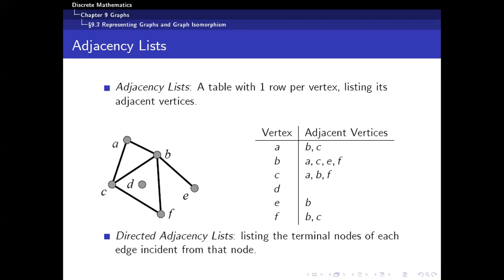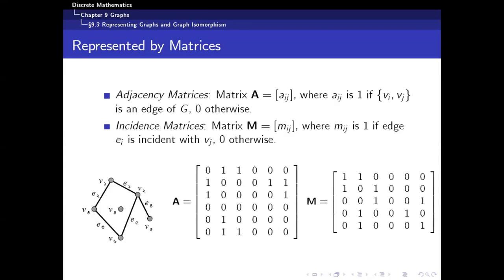Yes, sir. For example, you will be given a graph like this, and you need to prepare the adjacency list of the graph. So how can you do it? You need to prepare this type of table where the vertex and adjacent vertex need to be mentioned. Next one is the adjacency matrix.